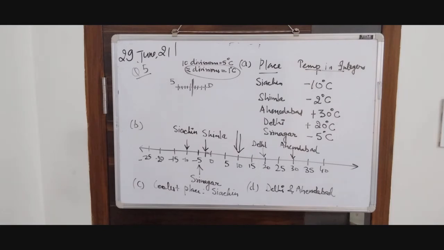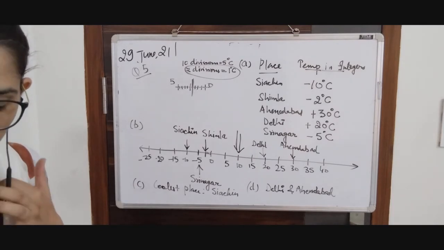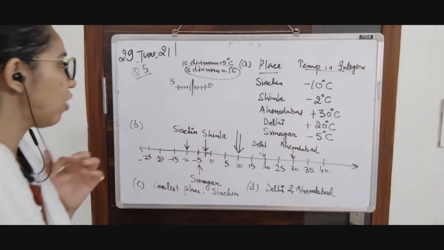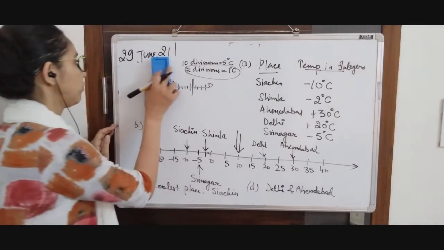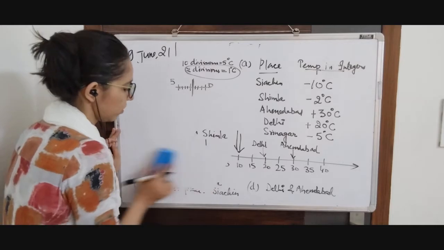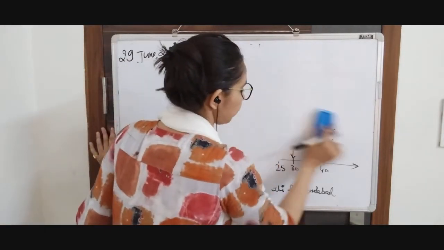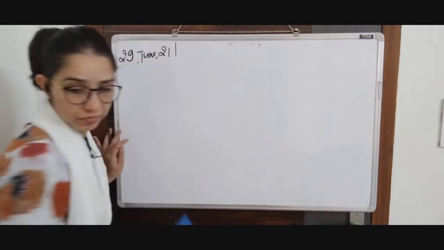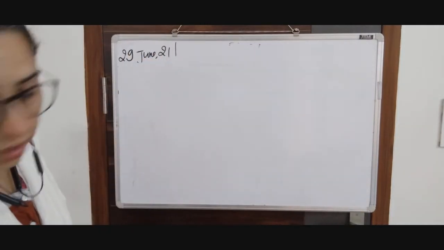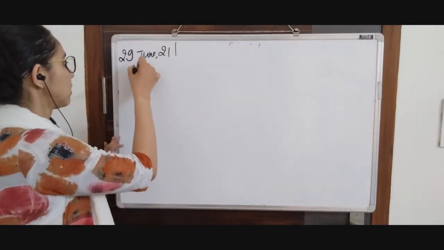Now question number 6. In each of the following pairs, which number is to the right of the other on the number line? We have been provided with two numbers and we have to tell which number is on the right. Question number 6.